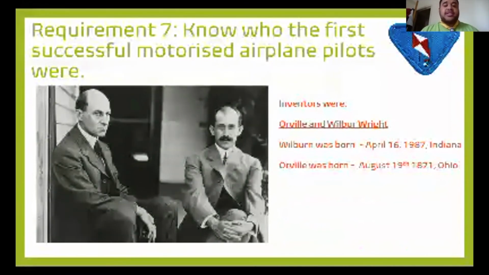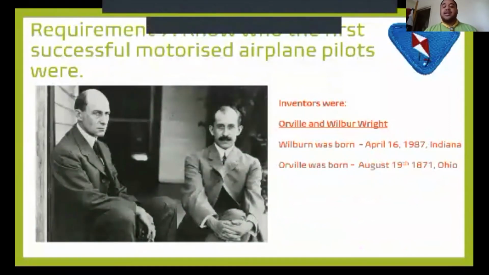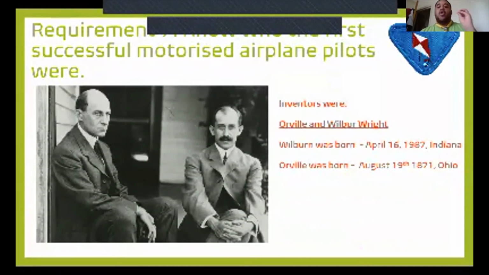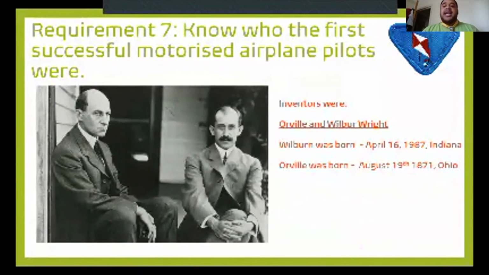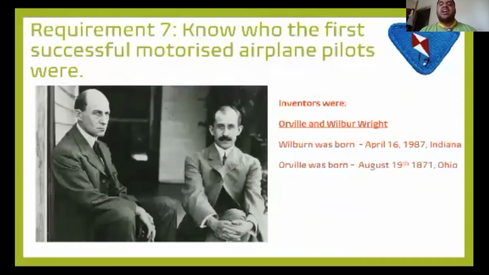The two brothers. So Wilbur is the older one, and he was born April the 16th in Indiana, so that's in America. And we have Orville, who was born on August the 19th, 1871 in Ohio, another state in America. So those are the two brothers, Orville and Wilbur Wright, who helped design the first motorized plane. They must have been very smart to do that in that time. Okay.